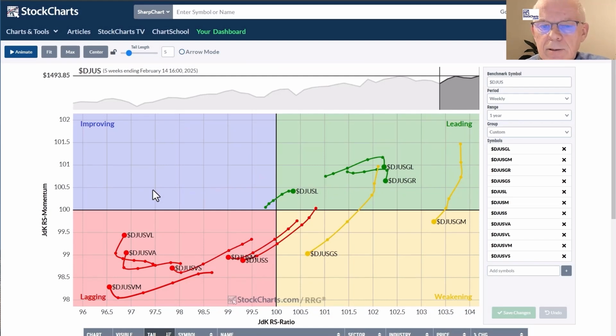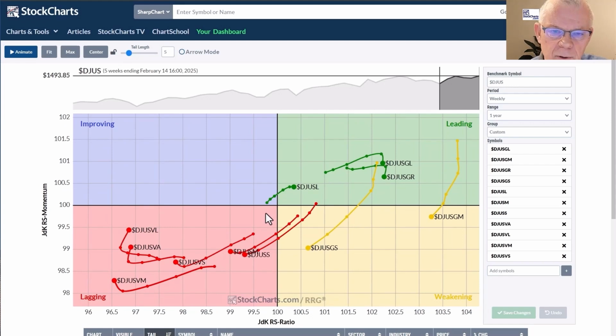Let's take a look at the rotation of the various growth, value, and size segments. This is a predefined chart on the RRG page. It's called growth, value, size. And what we see here are growth and value indexes, but also these indexes subdivided into large, mid, and small caps. And that's giving a pretty good picture of what's happening in the markets right now. The benchmark is the Dow Jones US Index. It's the entire US market, broken down into the segments as I just described them.